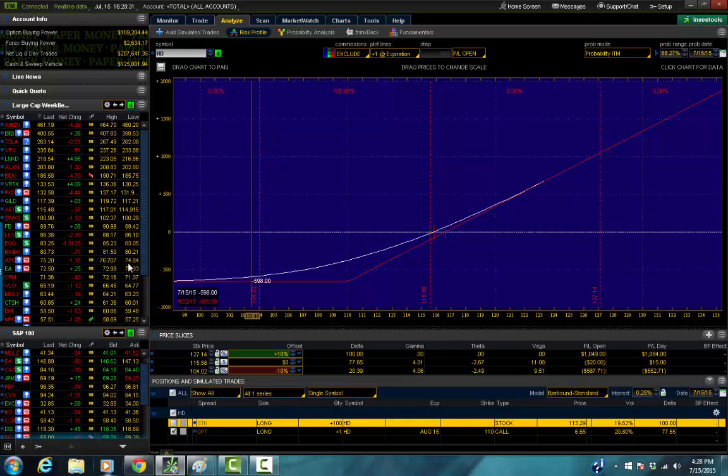So essentially you can connect the dots. If I want to know how much money I'm going to make or lose at $125, I can come here to $125, come up to where the picture is, and it shows me about $800 profit potential on that trade.